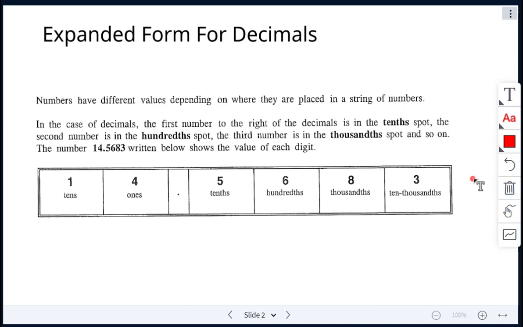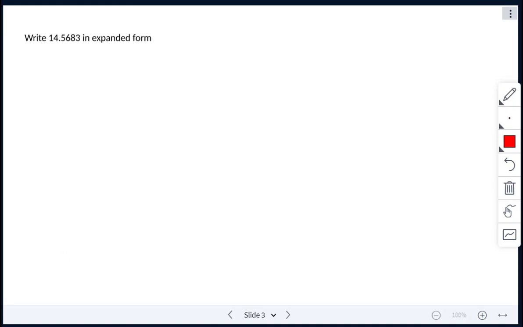All right, so this number here is 14.5683. It's shown written right here. All right, so to the left of the decimal, we have the 4 in the ones position, and the 1 is in the tens position. All right, so here, the same number, 14.5683, we are going to write this number in expanded form.